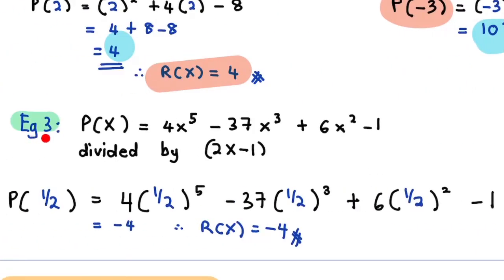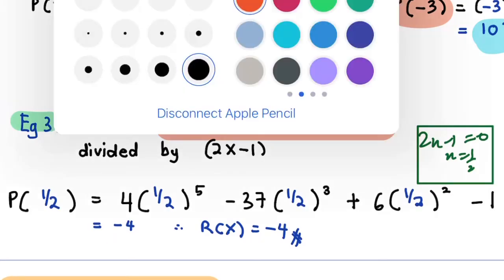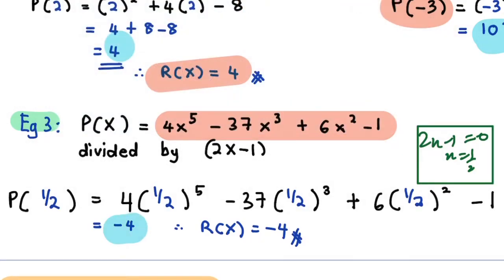Let's see the last one, example 3. You have this polynomial here, and now we want to divide it by 2x minus 1. As usual, let's find out our c. So 2x minus 1 equal to 0, x is equal to 1 over 2. Let's fill in p(c), which is p(1 over 2). Fill in 1 over 2 at all of the x values. So this is equal to minus 4. Let's straight away accept the answer. This is minus 4. Then you can conclude the remainder is equal to minus 4.